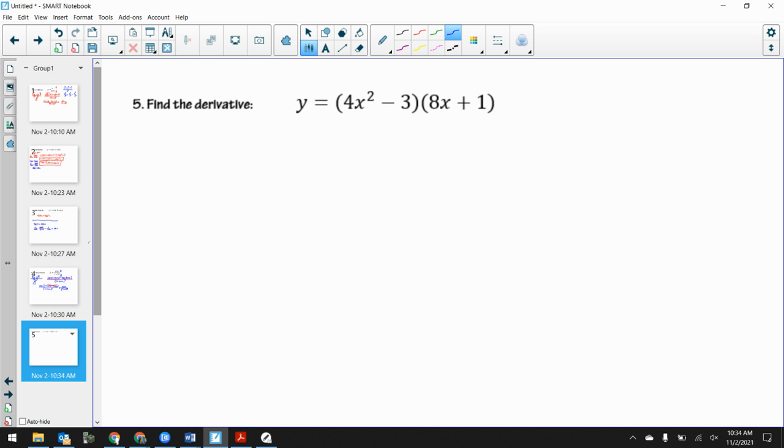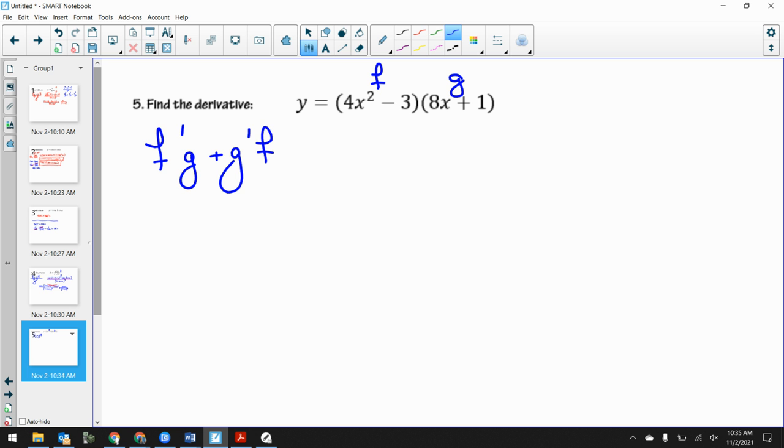My computer's in the back. If I want to find the derivative, I've got to use product rule. Remember, product rule is f prime g plus g prime f. It's the plus. So let's find f prime. Remember, f being this and g being this. F prime. What is f prime?